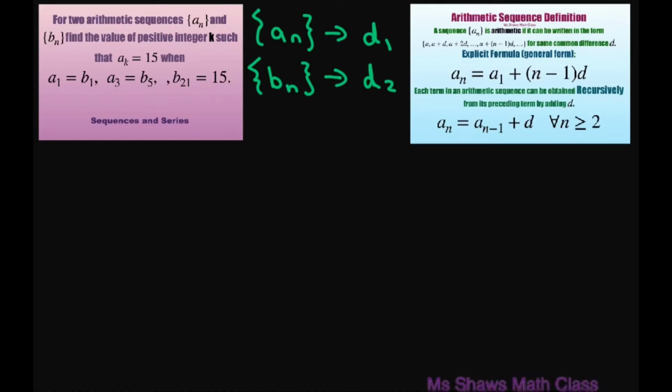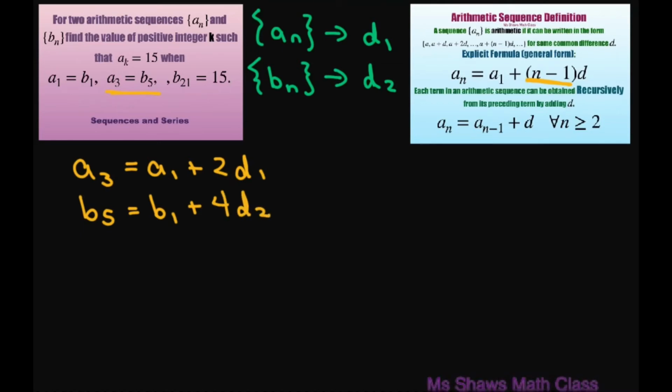All right, now looking at this piece, we have a sub 3, that's going to be a sub 1 plus, and then we use this, 3 minus 1 is 2, so 2 d sub 1. And b sub 5, that's going to be b sub 1 plus, and then using this again, 5 minus 1 is 4, d sub 2. However, since our first terms are the same, I can rewrite this as a sub 1 plus 4 d sub 2.